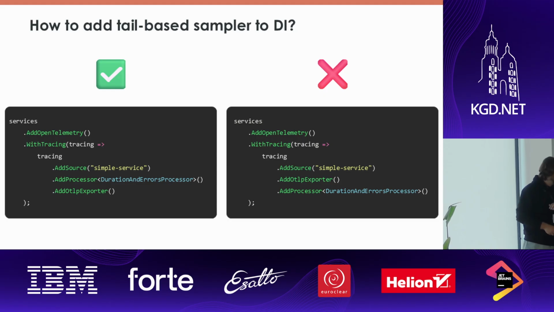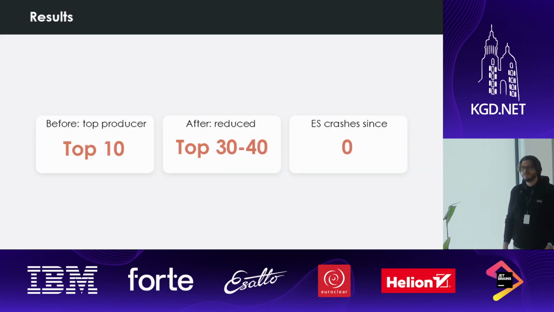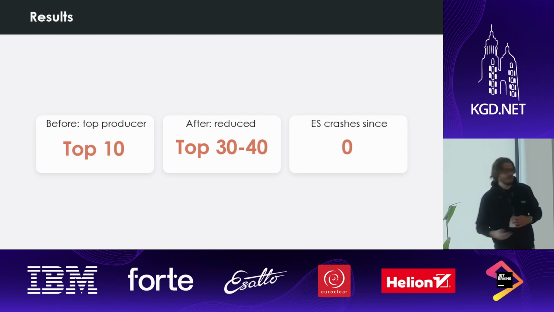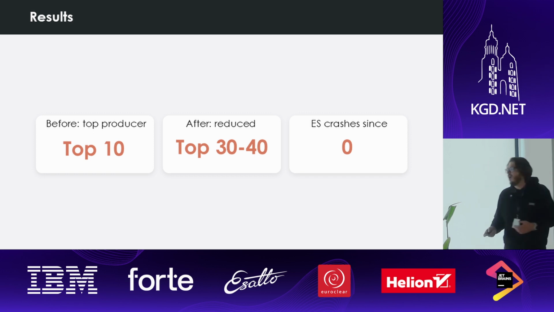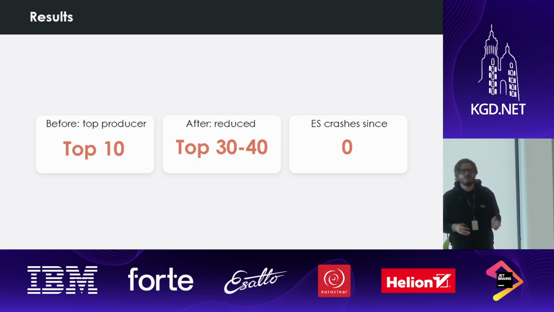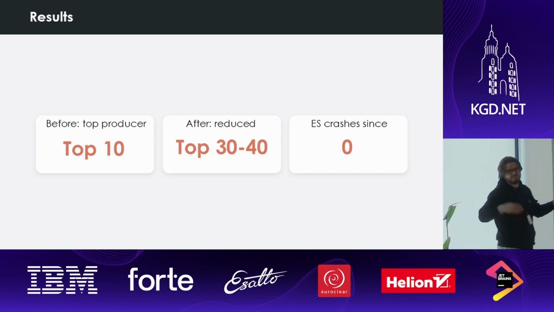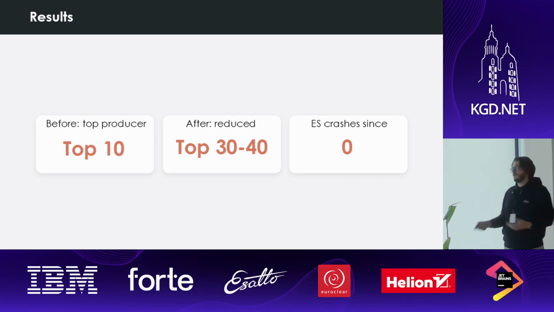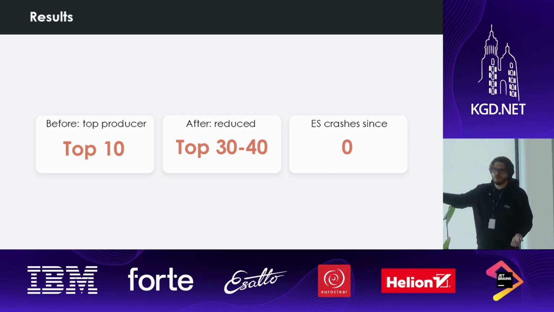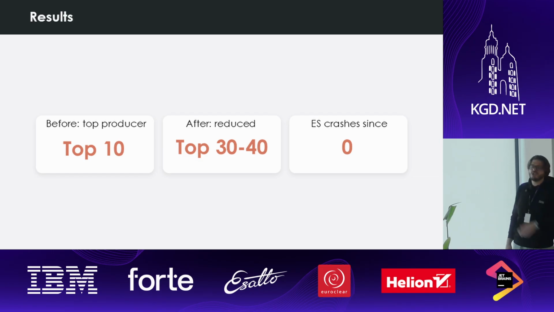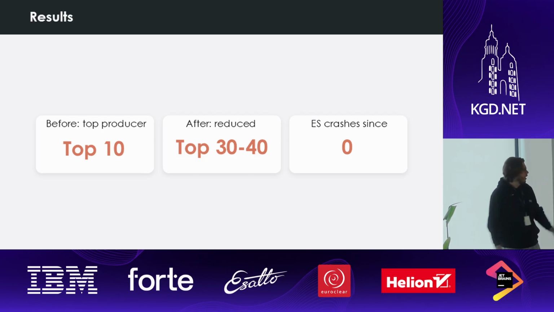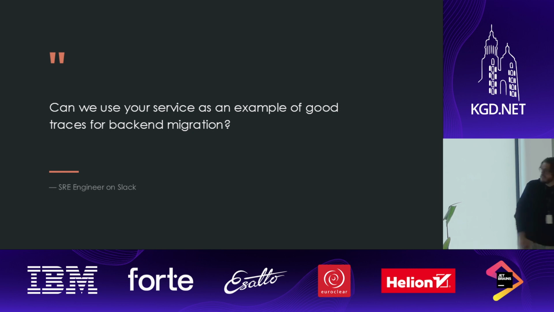And this is actually the results. After this implementation, after I started to instrument it in the right way, our service went from the top 10 to the top 30, top 40 by count of traces. We didn't lose a lot of information, and actually Elasticsearch started to work in the correct way. But for you guys, it can cost, for example, additional money if you don't sample your traces in the appropriate way.